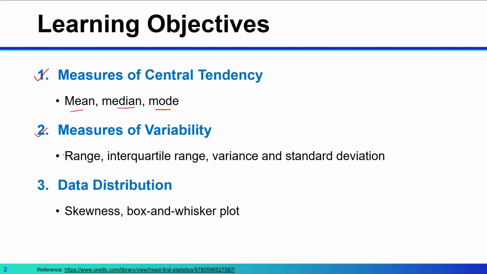There we're going to discuss the range, interquartile range, variance, and standard deviation. And also we will be simultaneously looking into the data distribution, particularly skewness and the box and whisker plot for understanding the spread. Alright, so without further ado, let's get started with the central tendency.